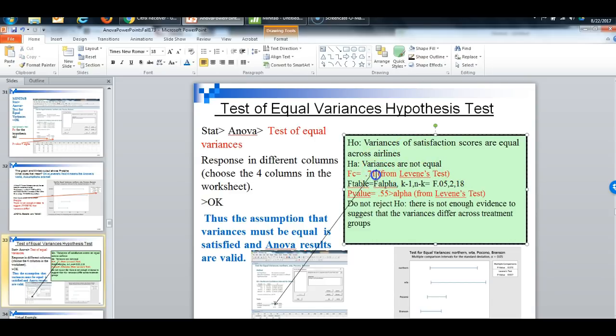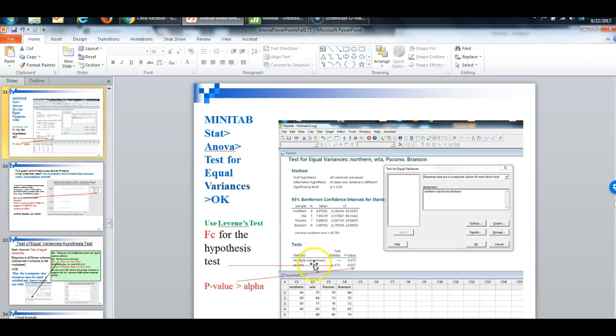I've got an F computed that I'm going to need for this hypothesis test. I get it from my output from the Levene's test. It was 0.71. My F table will have K minus 1 and N minus K degrees of freedom, so that would be 2 and 18 degrees of freedom. My p-value I get from Minitab as well, 0.55. Let's go back and just remember that. So my F computed is 0.71 and my p-value is 0.55, greater than alpha.